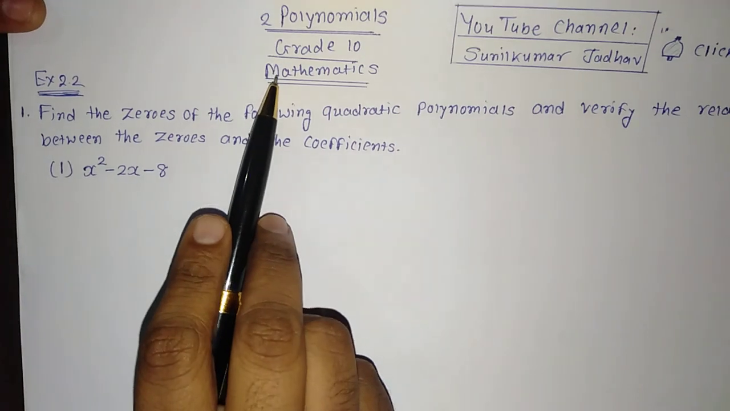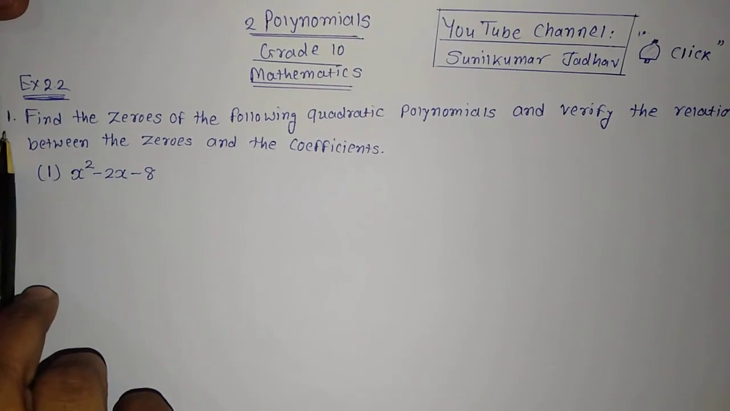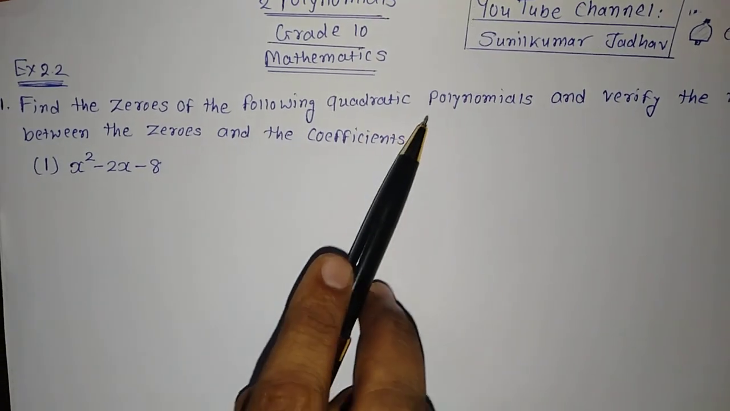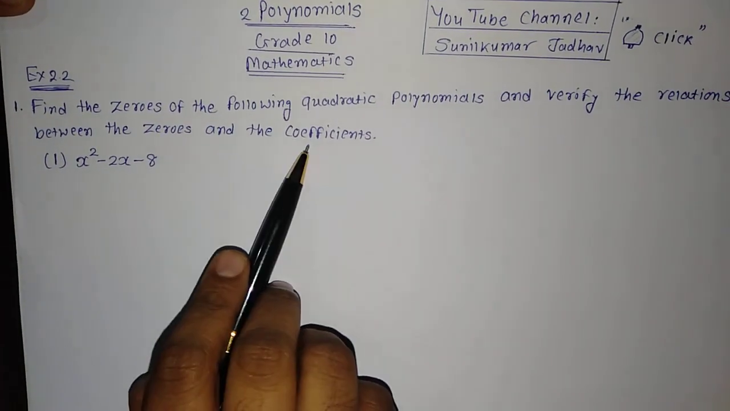Here we are going to see grade 10 mathematics chapter number 2 polynomial. Here I have taken one of the sums from exercise 2.2 question number 1. Find the zeros of the following quadratic polynomials and verify the relationship between the zeros and the coefficient.